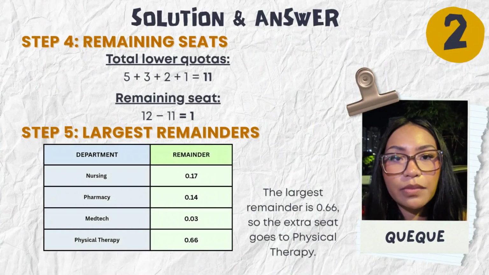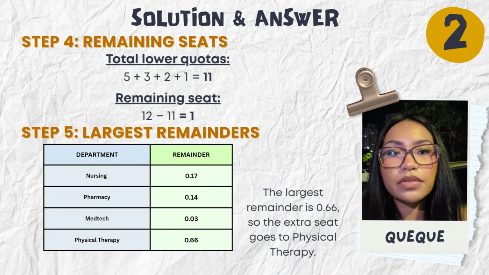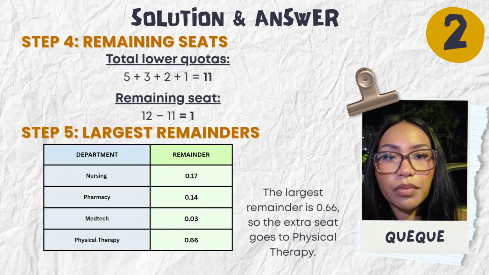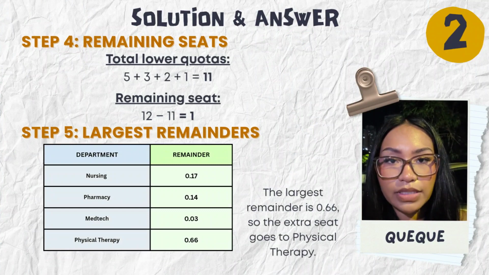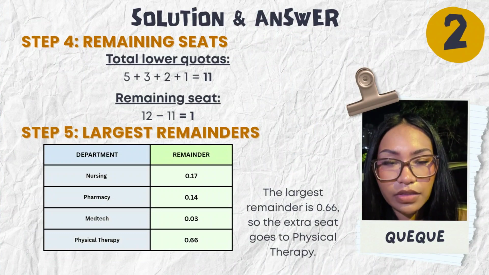Hamilton's method is to give the remaining seat to the department with the largest decimal remainder. Looking at the decimals, nursing has 0.17, pharmacy has 0.14, medtech has 0.03, and physical therapy has 0.66. Since 0.66 is the largest remainder, the remaining seat is given to the physical therapy department.